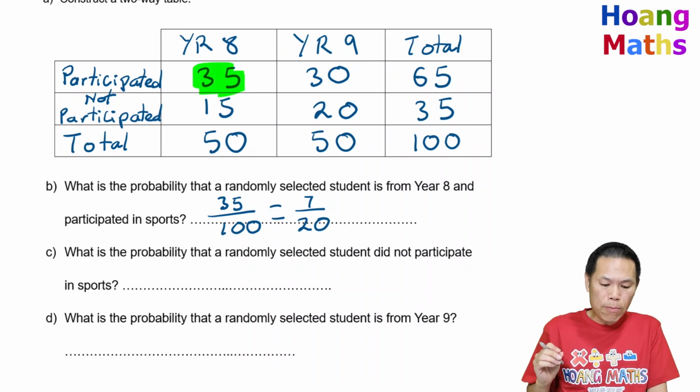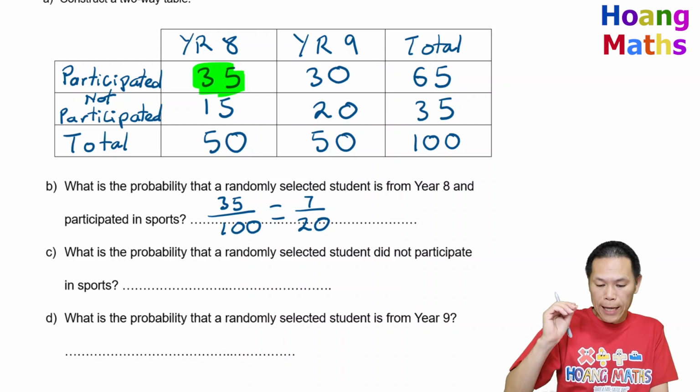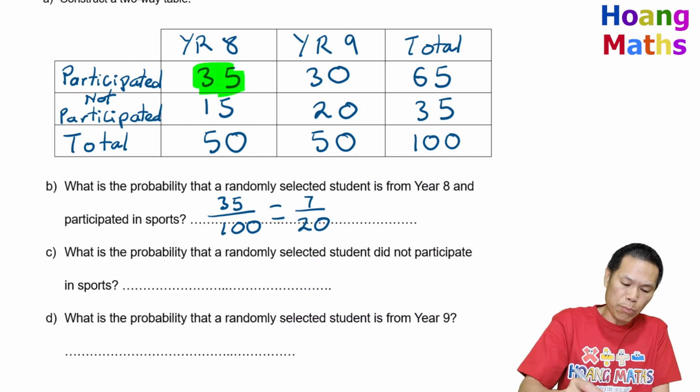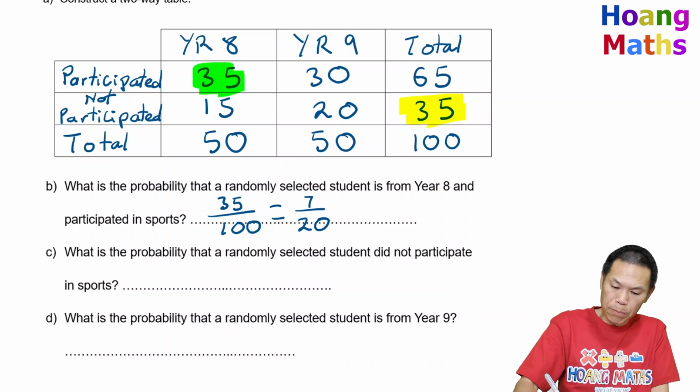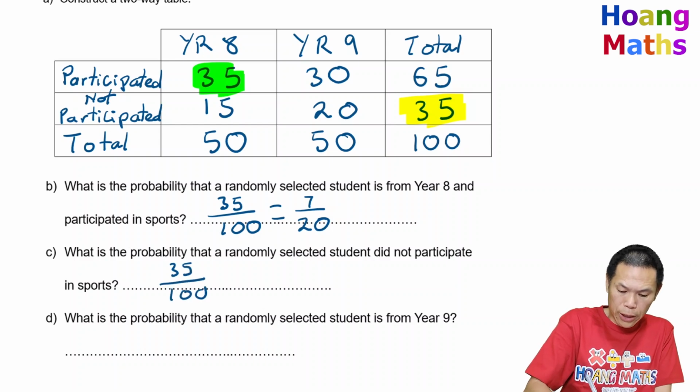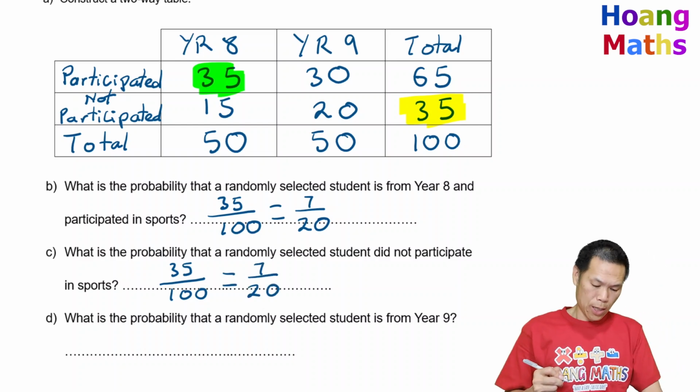What is the probability that a randomly selected student did not participate in sports? So did not participate in sport will be here, not participated in sports. That will give me 35 out of 100, which will give me 7 out of 20 as well.